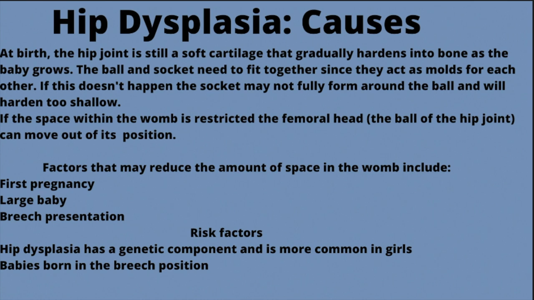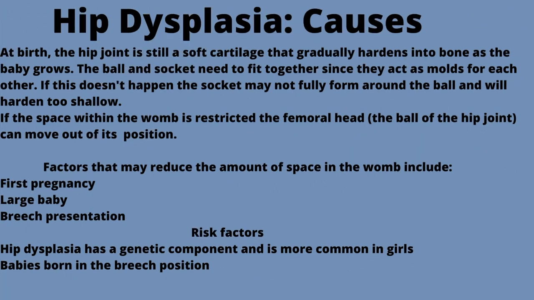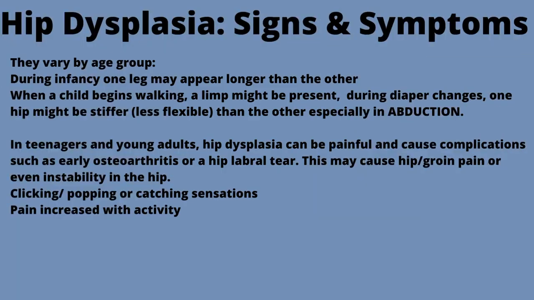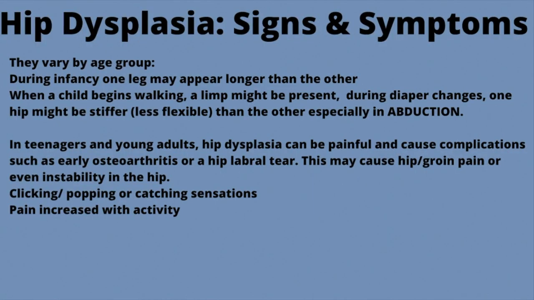However, there are also some risk factors, such as if babies are quite large and there is not enough space in the womb. This can dislocate the hips within the womb itself before the baby is even born. In terms of signs and symptoms, we usually have two categories. One is in babies. This is where parents might notice that during a diaper change, one hip might be stiffer than the other, or that when the baby starts to walk, there is a bit of a limp.